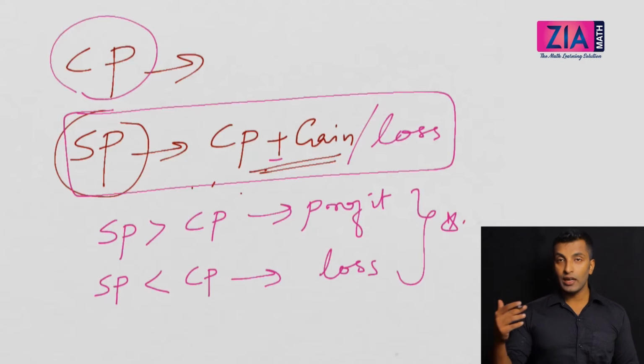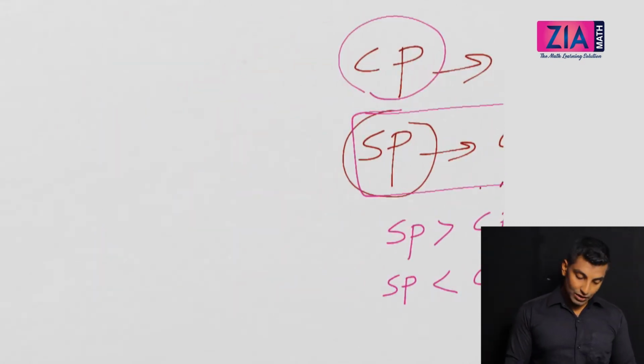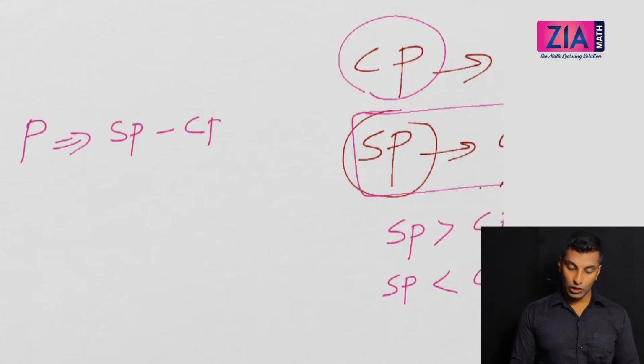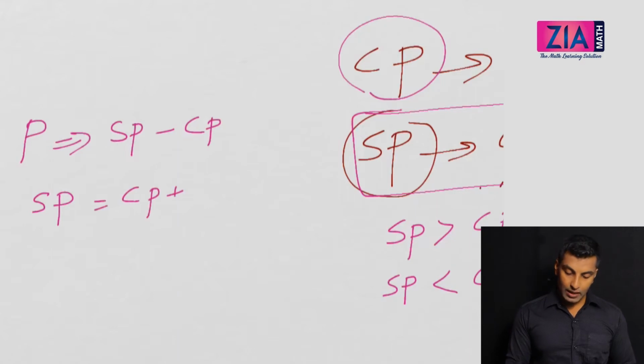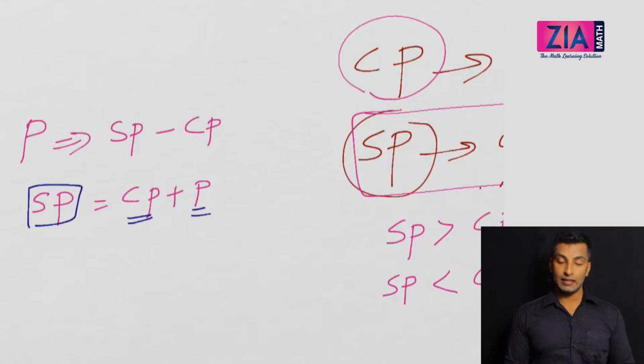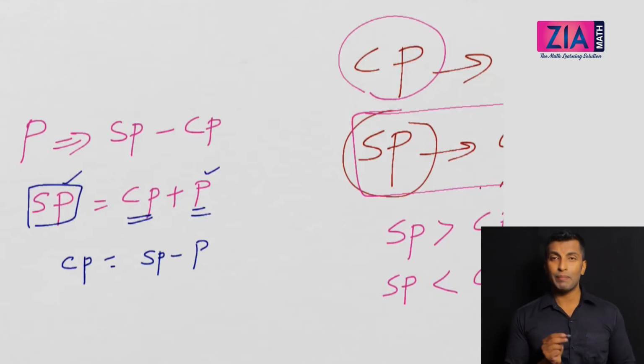Now let me move on to the concepts. If I ask you what is profit, profit is actually selling price minus cost price. Now in case of profit, what is selling price? From here itself we can understand that it is cost price plus the profit. So if cost price and profit are given, you will find selling price like this. Now if selling price and profit are given, how to find the cost price? Cost price is equal to selling price minus profit. So all these are basic things.